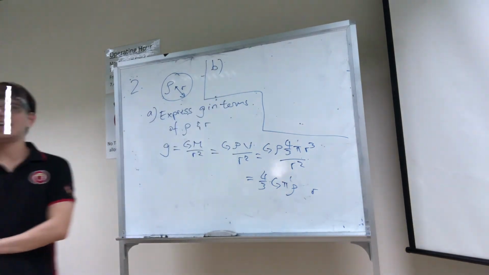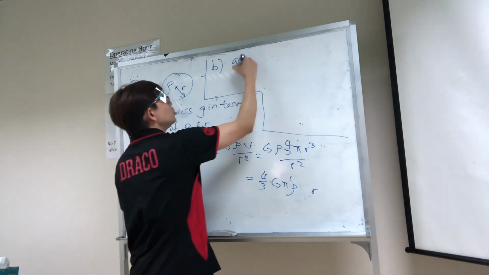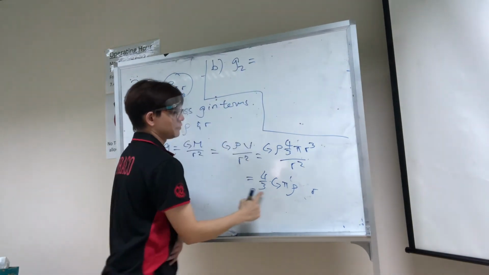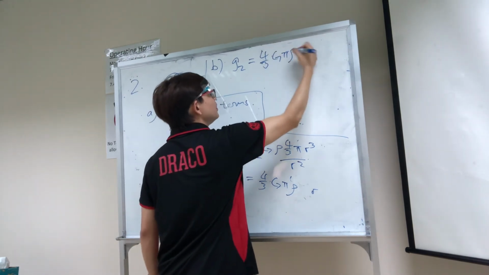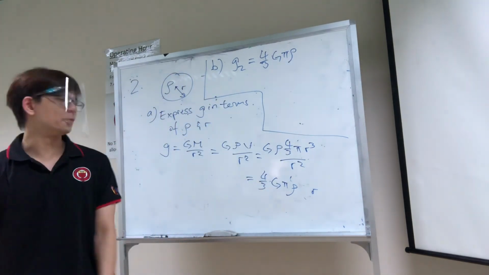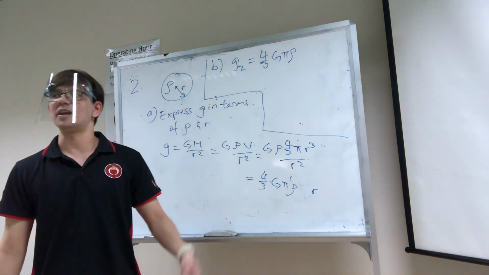The question says that now we want to consider what's the same g, right? For an object which is 3 times denser but half the radius. So now we have g2 of the second object. It's four thirds G pi rho. But the rho has changed now, so the rho is a variable. That's why I put the rho behind, right? The rho for the new object is a different rho.